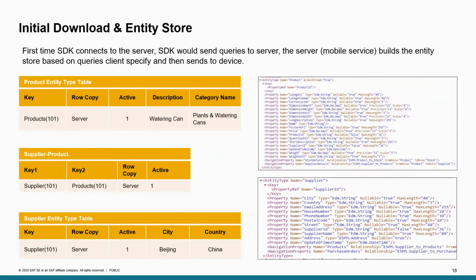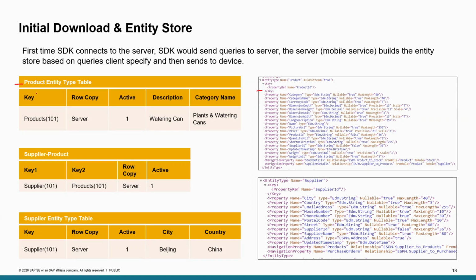So here, let's take a look at the initial download. So how we download, how we build it and install for the first time. For the first time, when the SDK connects to the server, the SDK would send some queries to the server. This query we also call defining queries. For these queries, the mobile service will send the queries to the backend and get the data from the backend. And then mobile service will use some kind of OR mapping technology to build the local database. So each backend entity will map to an entity table in the database.